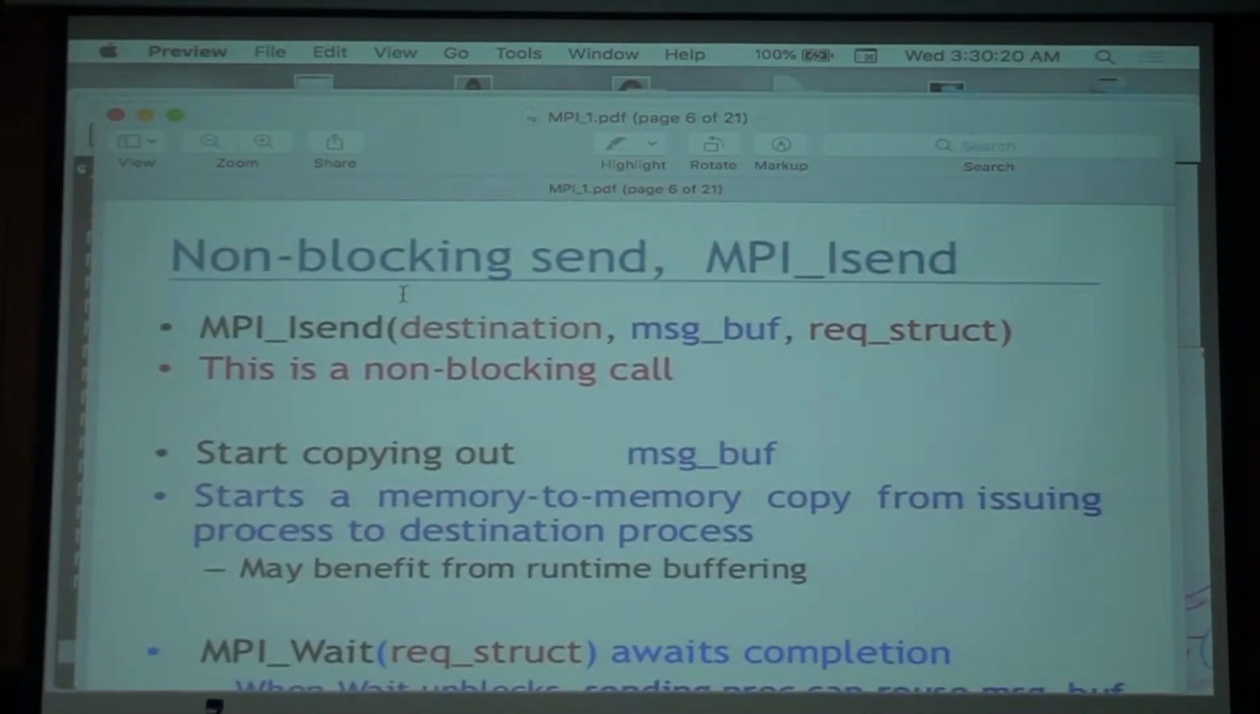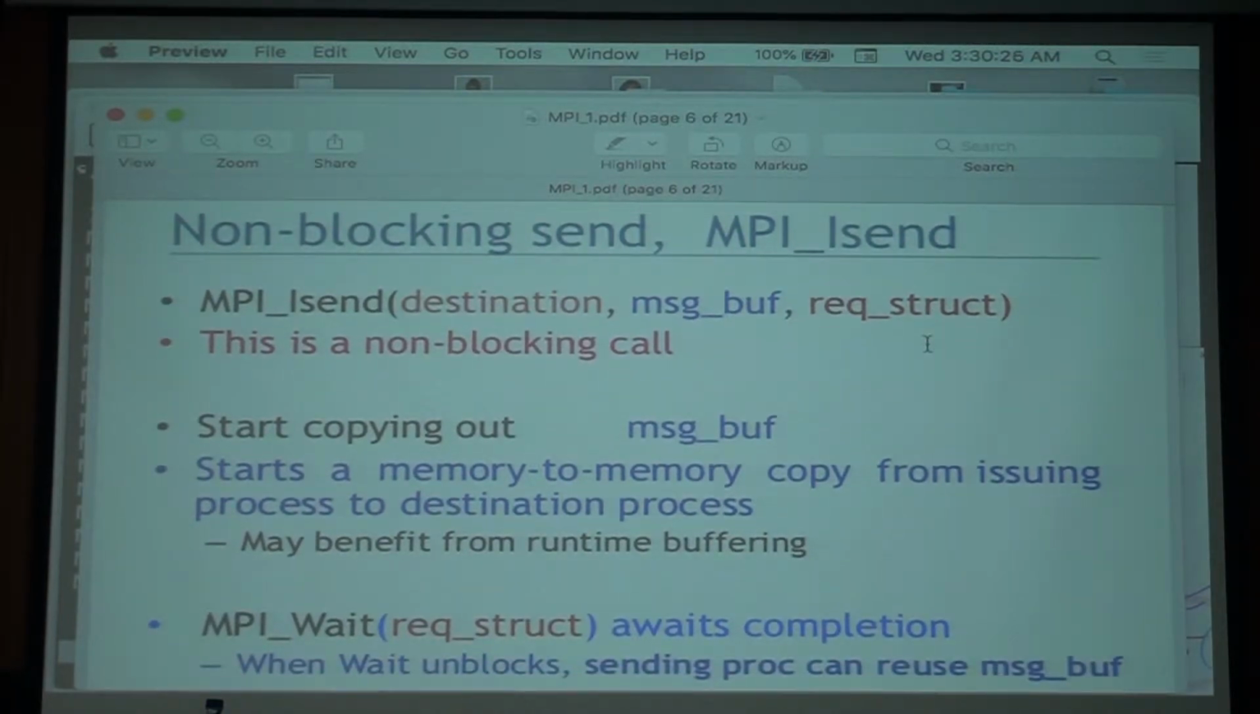So I have details here. MPI send: destination, message buffer, request structure. Now comes the detail of MPI send. This is a non-blocking call, like I said before. It starts copying out the message buffer, starting a memory-to-memory copy from the issuing process to the destination process.